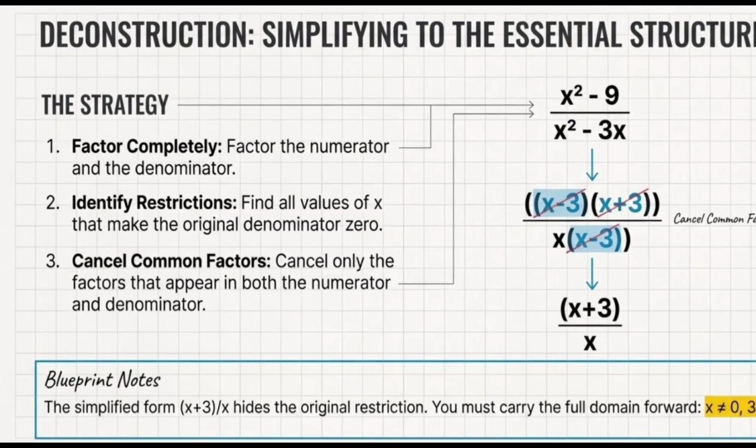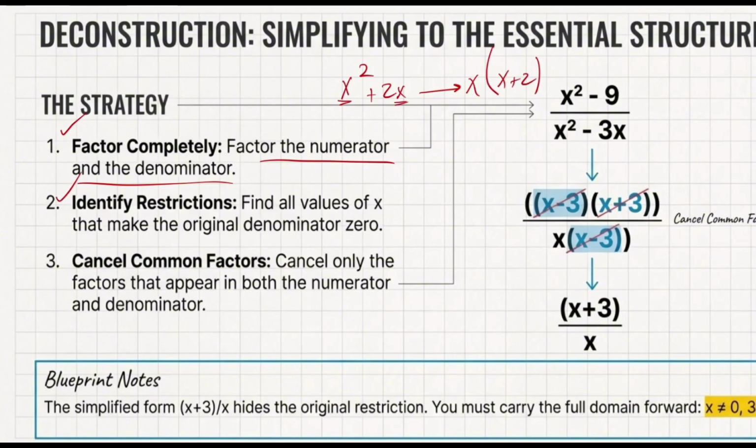This is the strategy. First of all, we have to factor completely. It means that we have to factor the numerator and denominator. For instance, if I do have x to the power 2 plus 2x, I know for a fact that x is common between these two. So I have x times (x plus 2), and this is called factoring.